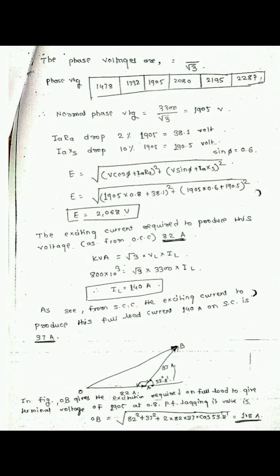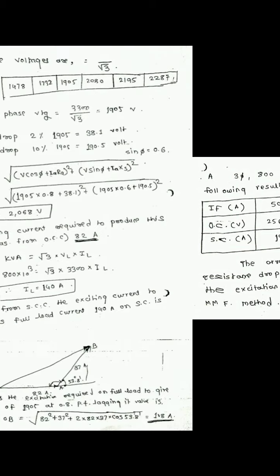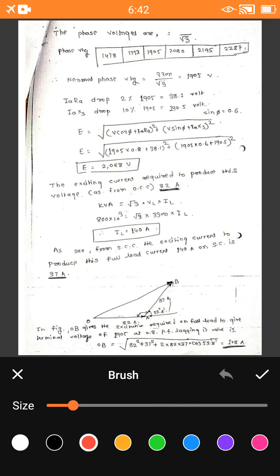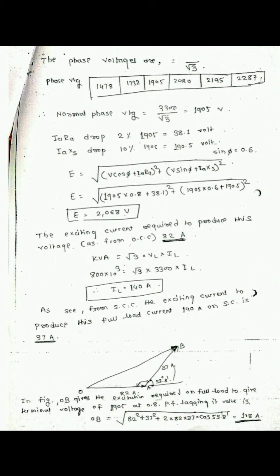Basically the power factor is lagging, so in that particular formula we consider a plus sign, because here it is a lagging power factor. The fundamental formula of E is the square root of (V cos phi plus IRa) whole square plus (V sin phi plus IXs) whole square. We have V as 1905, the power factor 0.8, the IRa drop 38.1 in the bracket squared, plus V sin phi, that is 1905 into 0.6, plus 190.5, whole bracket squared.